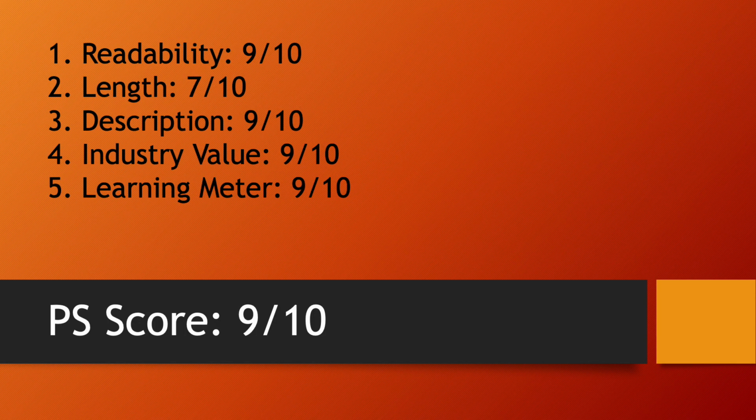Let's talk PS score for this paper. Overall, this paper is a pretty good read, so it gets 9 out of 10 on readability. It's 16 pages long. It scores 7 out of 10 on length. It's an analysis of an existing system with pretty good description, so that makes 9 out of 10. Its industry value and learning meter is pretty high, and it's widely adopted in production systems, so it gets 9 out of 10 on each, with an overall PS score of 9 out of 10.